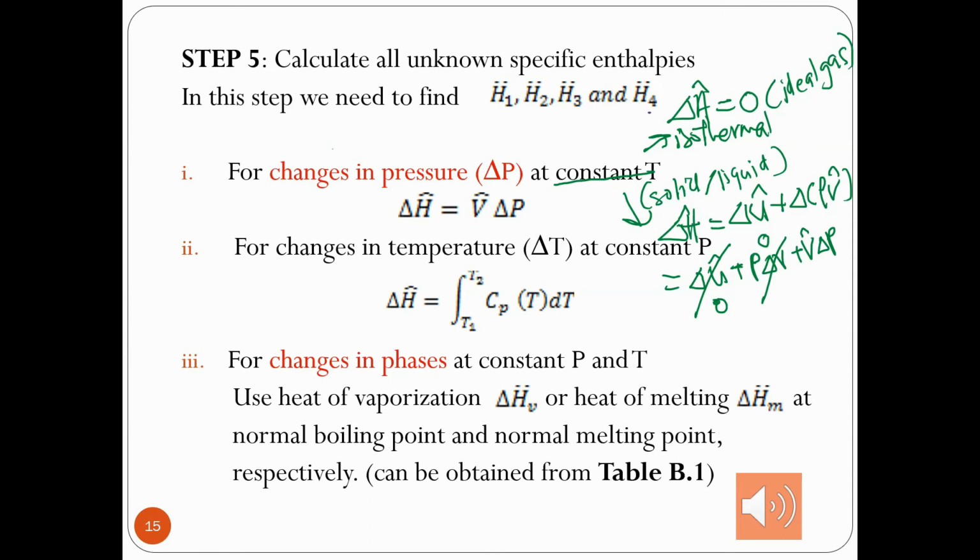The third is a change in phase at constant pressure and temperature. Here we apply the heat of vaporization and the heat of melting at the normal boiling point and normal melting point respectively. This specific enthalpy data can be obtained from Table B1 in Felder's book, Elementary Principles of Chemical Processes.